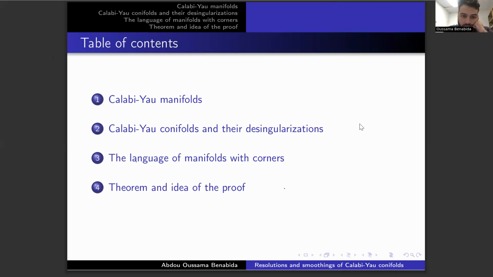Then I'll talk about Calabi-Yau manifolds with isolated conical singularities. This is what I refer to as Calabi-Yau conifolds. And we look at the algebraic ways of desingularizing these, that is, resolutions and smoothings. Then we will introduce the question we're interested in, and we give the language of manifolds with corners that will be of use to attack this problem, and then we'll see an idea of how to prove the result.